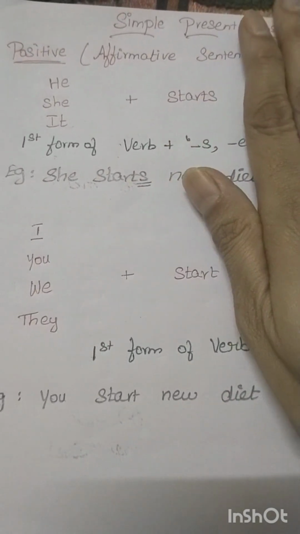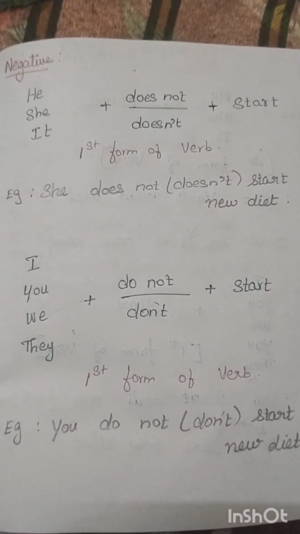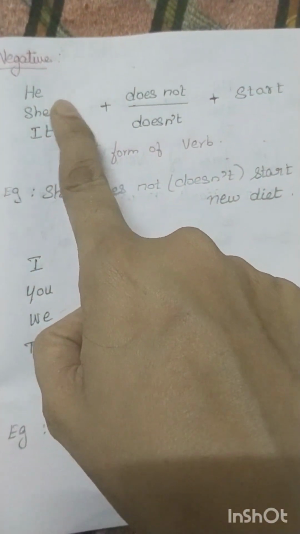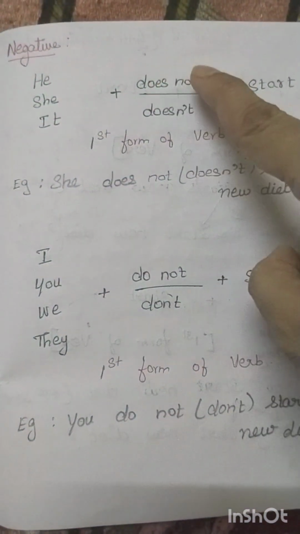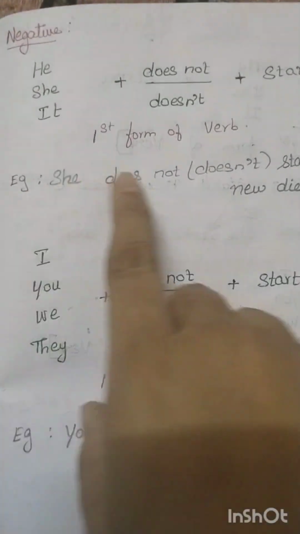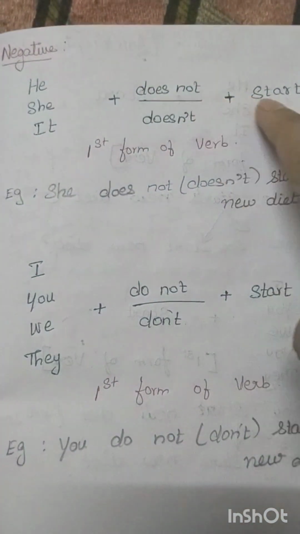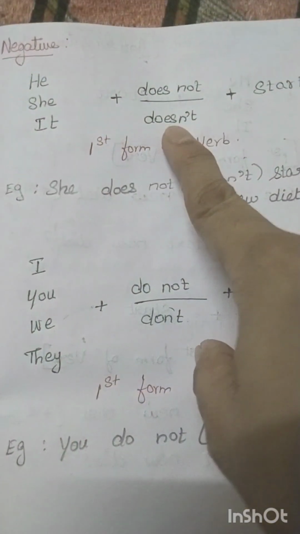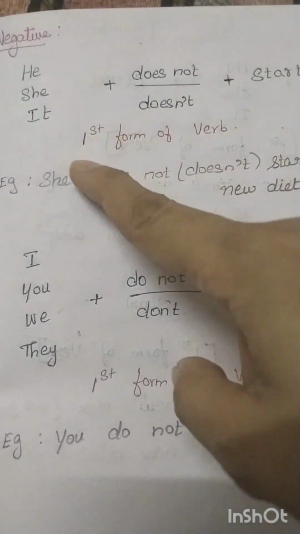So you are all clear on this, right? Now we'll move on to the next one, which is called negative sentences. A negative sentence is nothing but a sentence in which we say no or not. So here, when we use he, she, it, then we will use does not, or the contracted form of does not, which is doesn't. He does not start. She does not start. It does not start. Or you can even say he doesn't start. She doesn't start. It doesn't start.